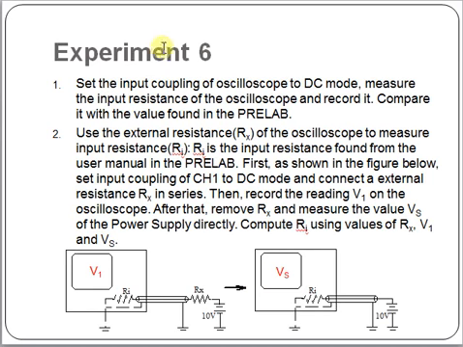Experiment 6. In this lab, we're going to measure the resistance of the oscilloscope. There are two ways to do this. One is to use the multimeter and test it directly. The other is to use outside resistance.